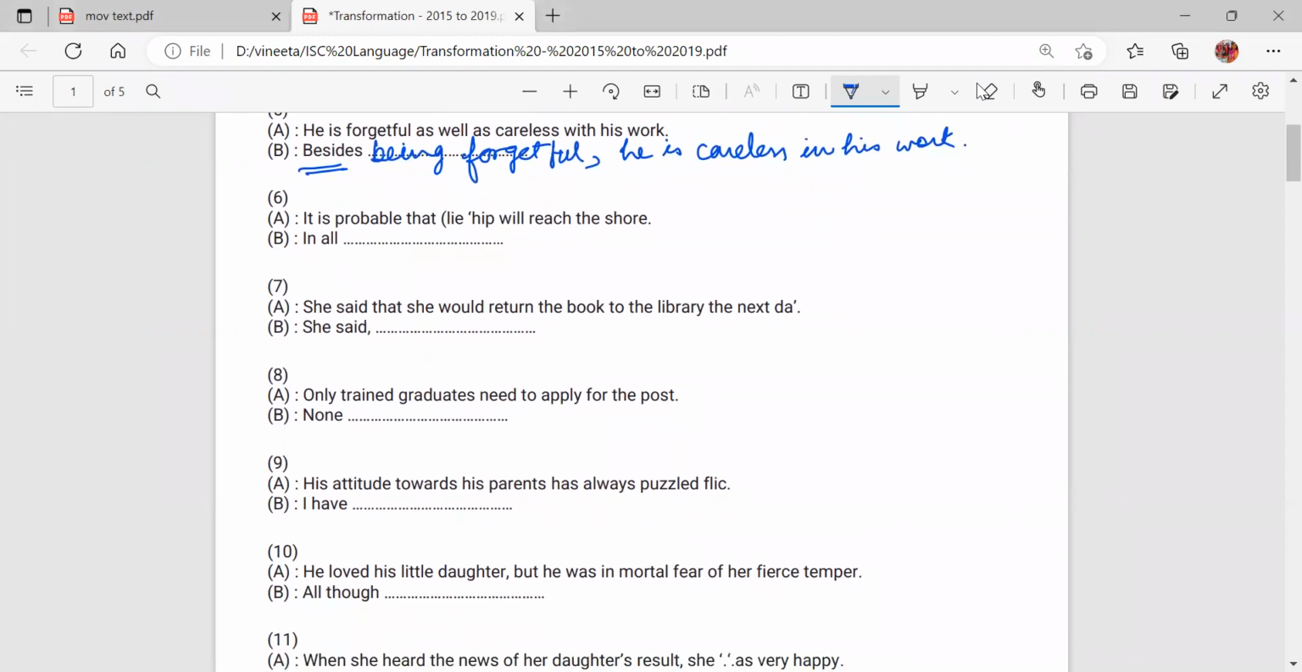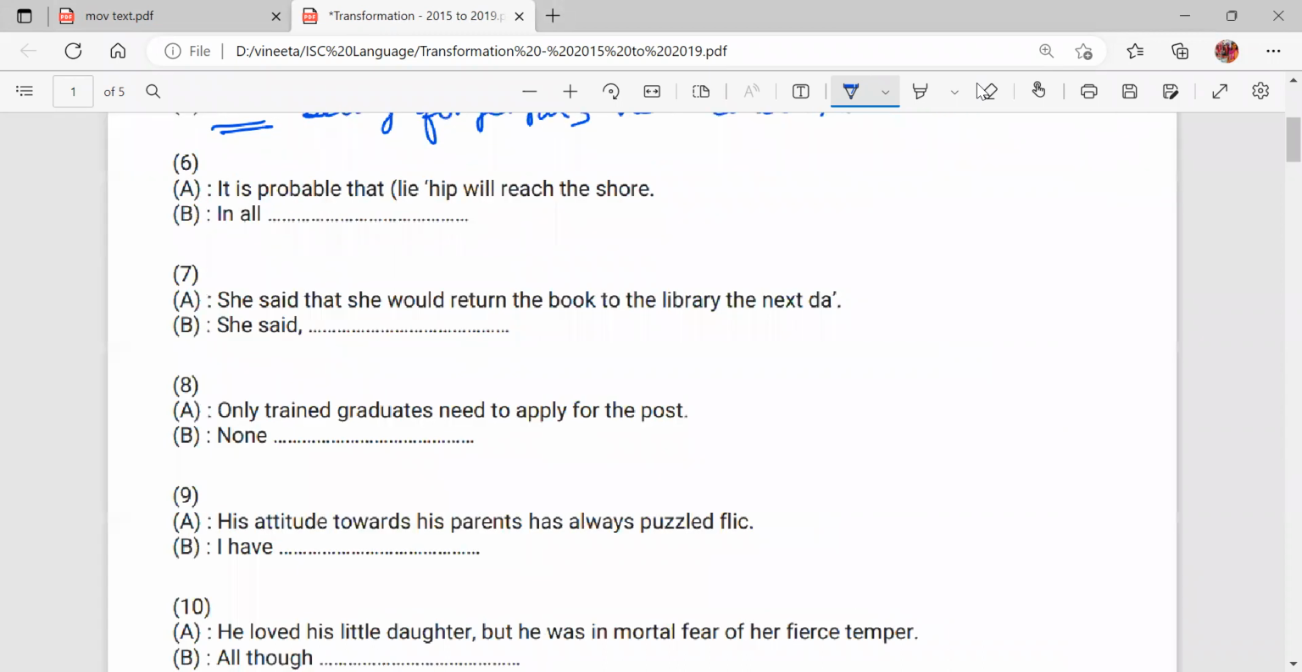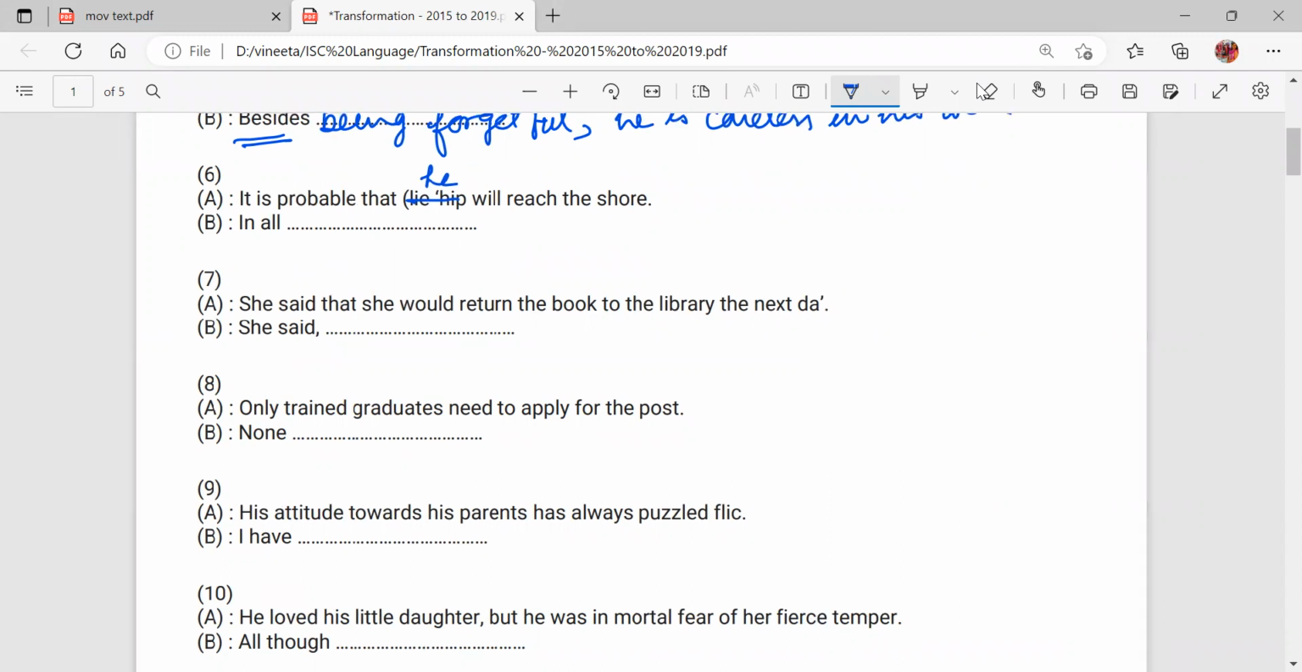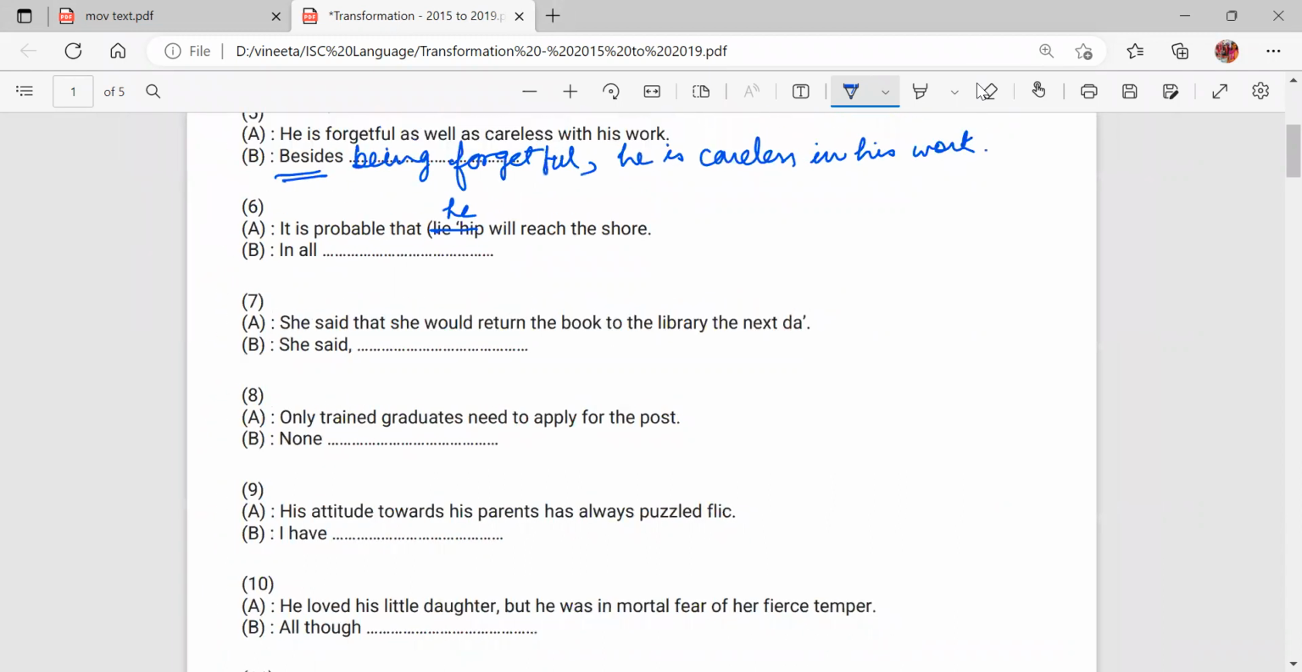It is probable that, again there is something wrong with this, and "he will", let it be "he". It is probable that he will reach the shore. So it is very simple. It becomes confusing, but it is going to be like, in all probability, comma, he will reach the shore.